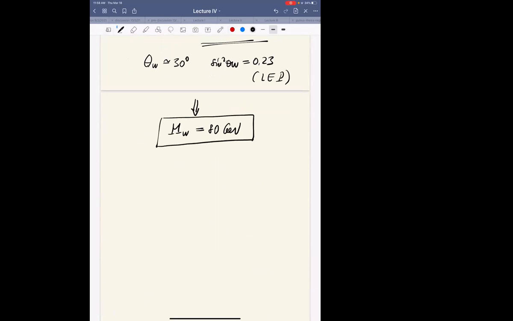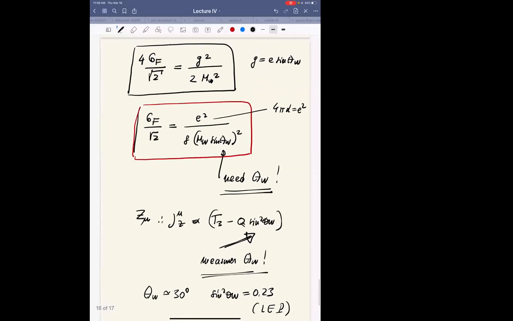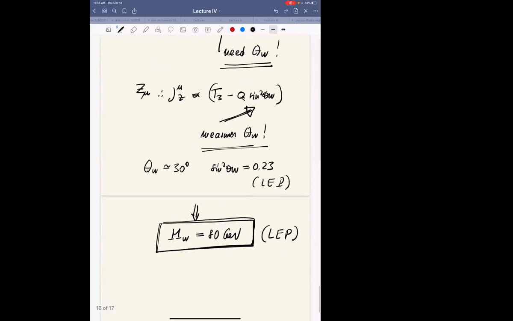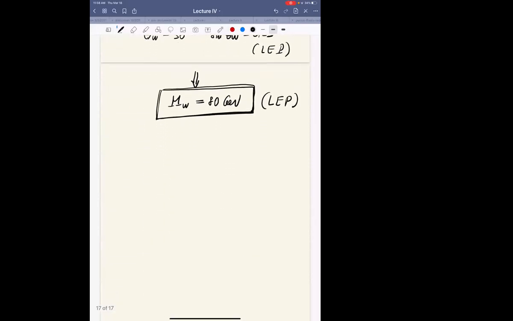Checked already roughly at the discovery time, but confirmed this spectacularly to a great precision. You can now do loop corrections to this. The Standard Model is a high precision theory, and the agreement between experiment and theory is fantastic. Glashow couldn't predict the Z boson mass, but he could do a similar thing.